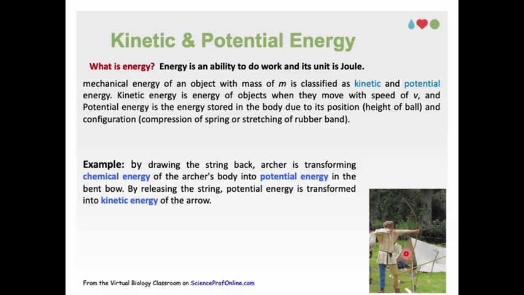the archer uses chemical energy from the body to do work on the bow. The energy is stored in the bent bow as elastic potential energy. When the string is released, the stored energy is transferred mainly into the motion of the arrow. Energy associated with motion is called kinetic energy.